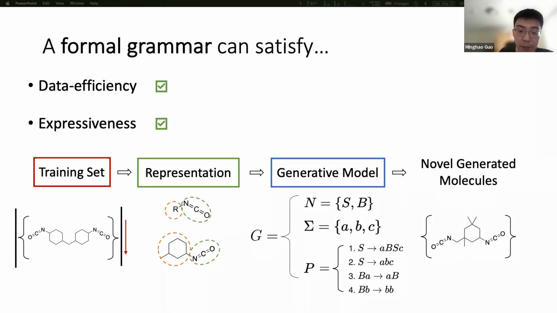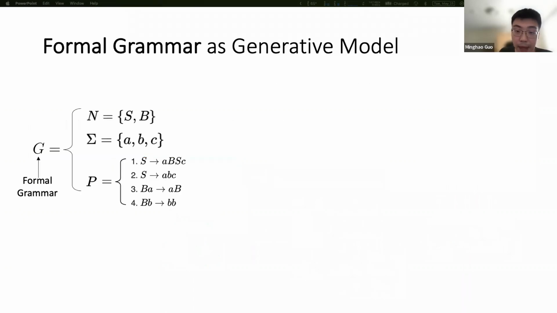A formal grammar, with a very small number of rules, can actually generate a large amount of samples. And the production rules can specifically define the necessary chemical constraints and are expressive enough. And in our case, we use this formal grammar as the generative model for the molecules.